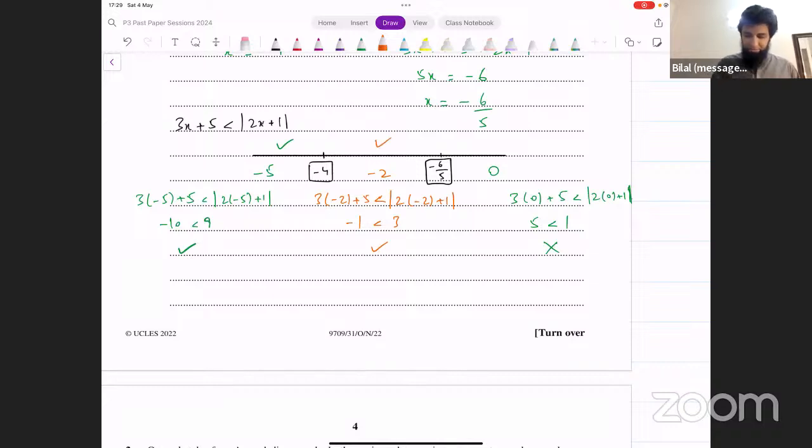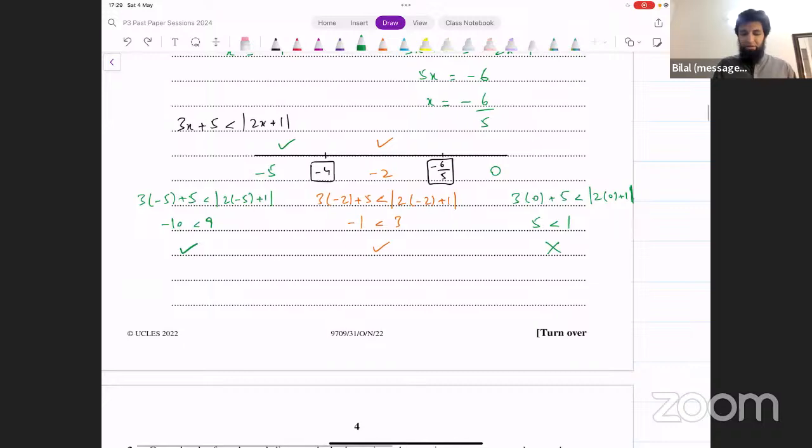Is it -3? On the right side, there's a modulus. So the modulus of -3 becomes +3, right? On the right side, in this region, we've got 5 less than 1. So that is incorrect. So the middle region is correct, the left region is correct, and the region on the right side is incorrect. So what's our solution then?